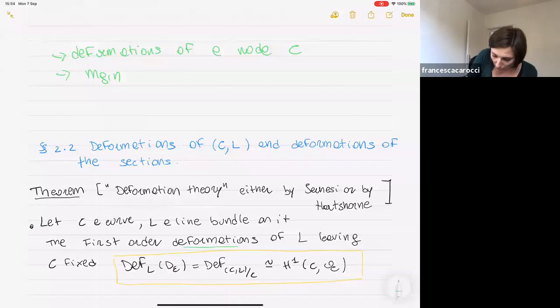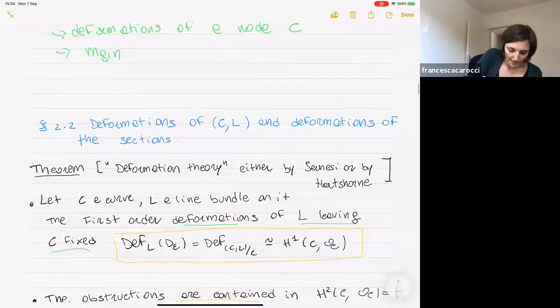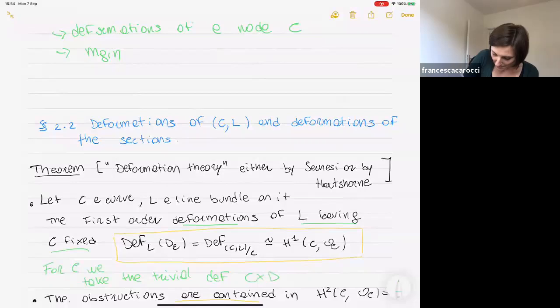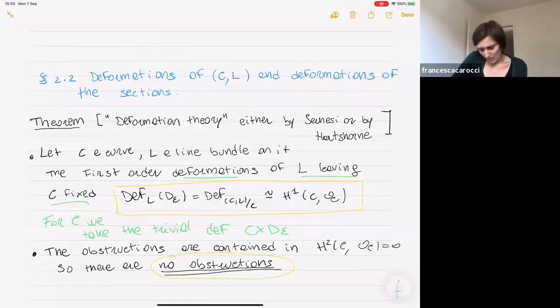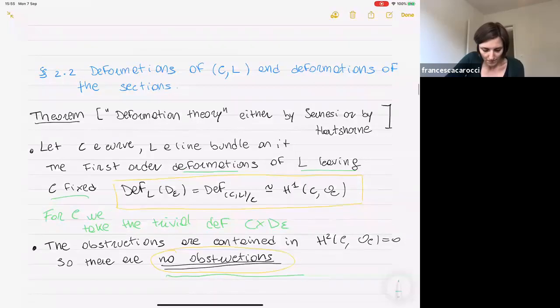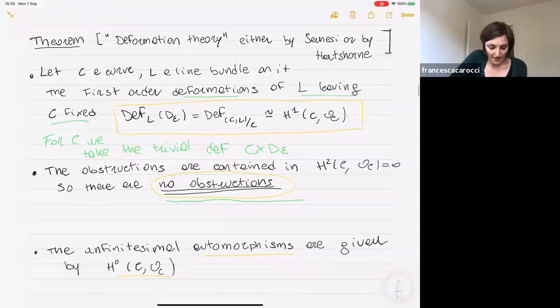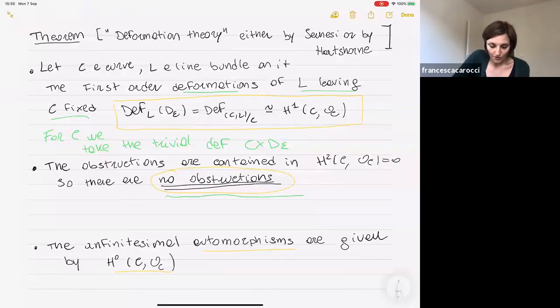So we want to study the deformation of L which leaves C fixed, which means that for C, we take the trivial deformation C times epsilon. And the statement is that these deformations are parameterized by the H1 of the structure sheaf of our curve, and the obstructions are contained in this H2, thus there are no obstructions for dimension reasons. And finally, the infinitesimal automorphisms are given by the H0 of the structure sheaf. In this case, actually, it's easy to describe. We know the automorphism of L is just a C star, because given a line bundle, we have a C star of automorphisms given just by multiplication by a scalar.